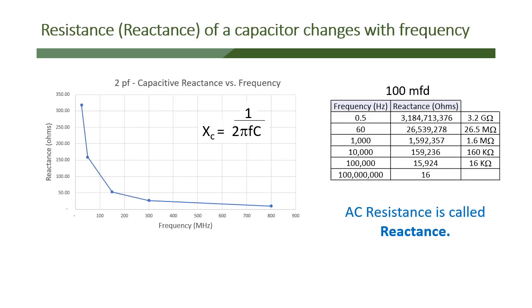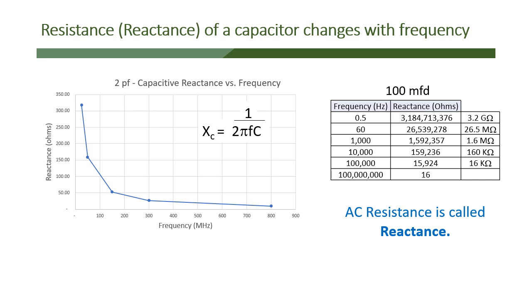Now, again, we're not going to go into detail, but I just want to give you an appreciation for it. Remember I said that a capacitor's resistance changes with frequency. In AC, in alternating current, we use the term reactance instead of resistance. Resistance is a DC value. Reactance is an AC value. They're both measured in ohms. We use reactance because it changes with frequency.